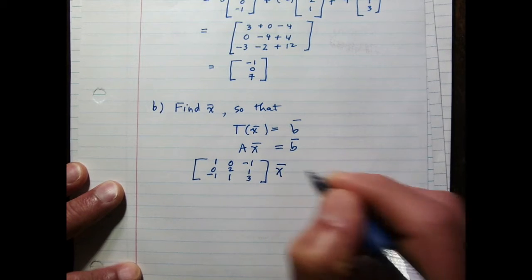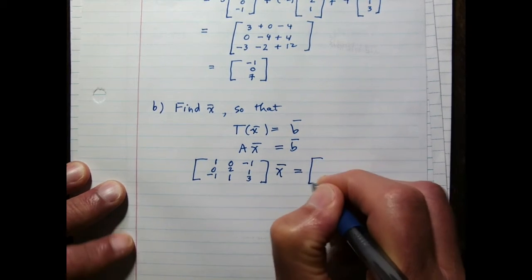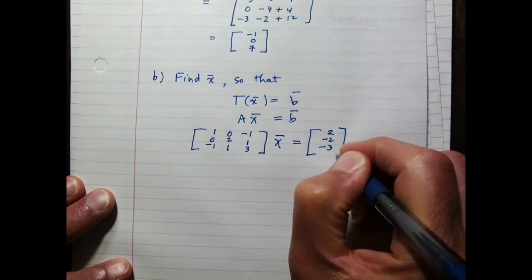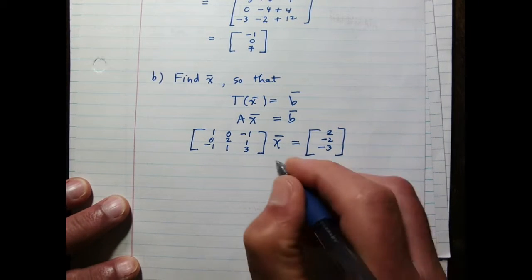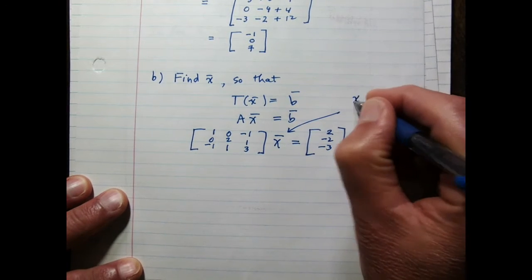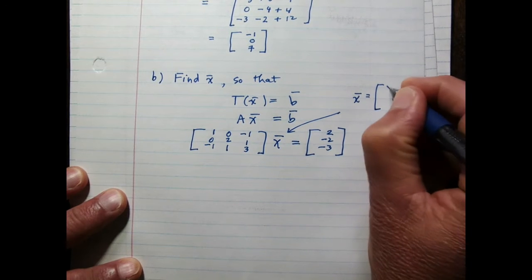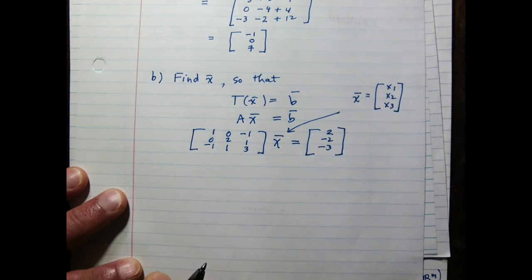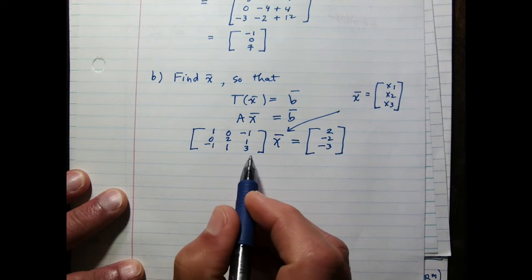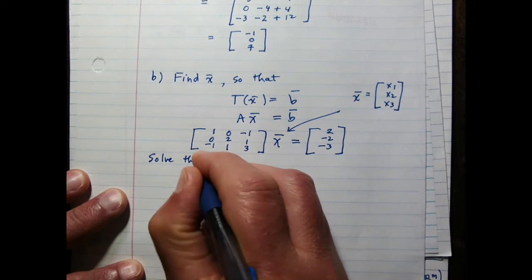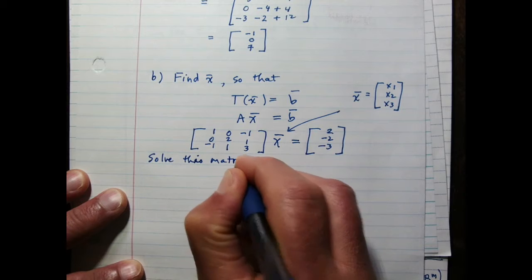times x equals the vector b, was b, 2, negative 2, negative 3. And here, maybe I could have written that. I'll just write this off to the side. So x is a 3-component vector, right? A vector in R3. And so we want to solve this matrix equation.